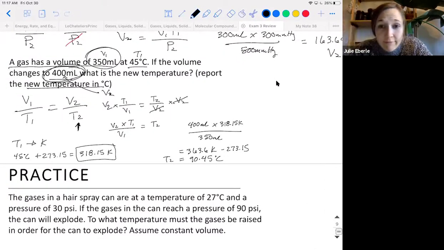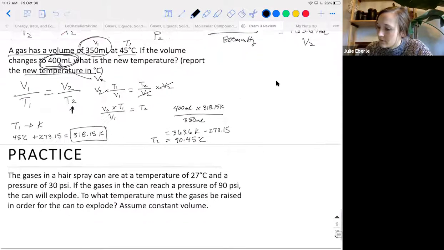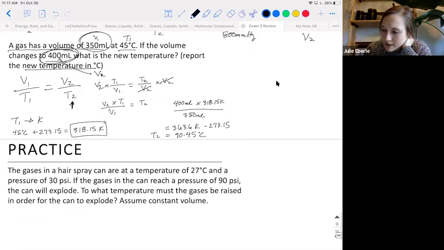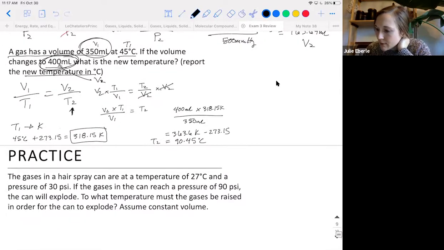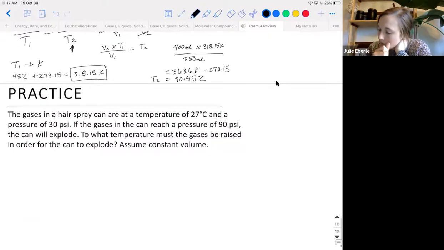Y'all tired yet? Got one problem left. Almost there. Any questions on that one? I believe this was Charles' law. Okay, last one. Here we go.